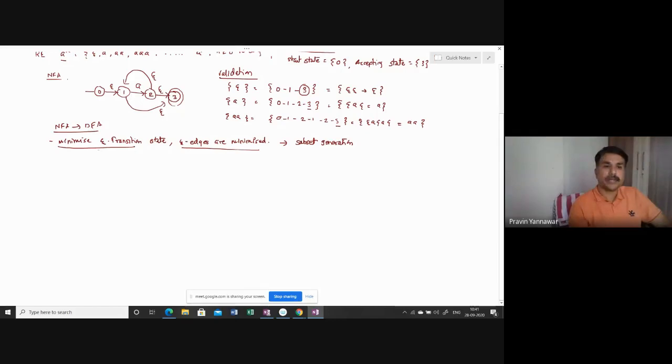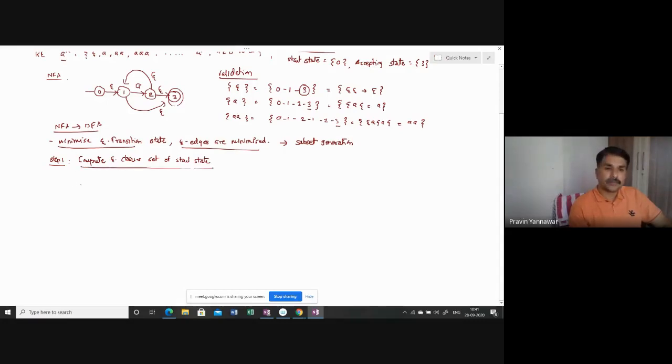Okay, so now let us go with this particular solution in a stepwise fashion. Step one is to compute the epsilon closure set of the start state. Okay, epsilon closure state of start state.